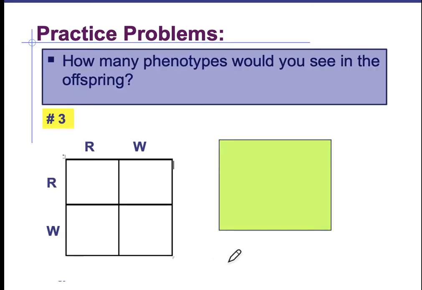A third practice problem: how many phenotypes would you see in the offspring? This one's got the question up front for you. So you're going to bring your letters in, down and then across. And looking at your 4 squares, you're going to determine how many different phenotypes. And for this, again, the phenotype choices are red, white, and pink.